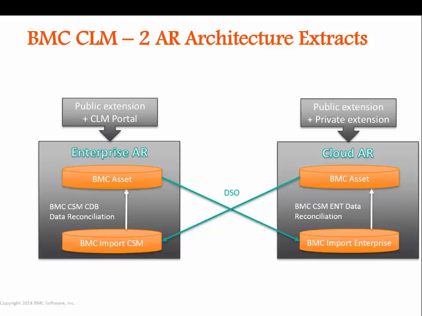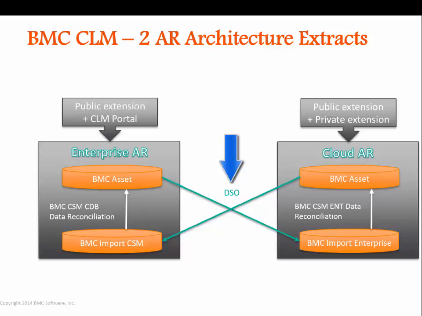The two ARs involved in such a CLM setup are Enterprise AR and Cloud AR. On Enterprise AR, we install the public extension, which enhances CMDB classes to make Cloud CIs available for enterprise use cases. Whereas on Cloud AR, we install the private extension, which updates CMDB classes to suit the requirements for CLM use cases. Data transfer between these two ARs is done through the DSO feature of AR.